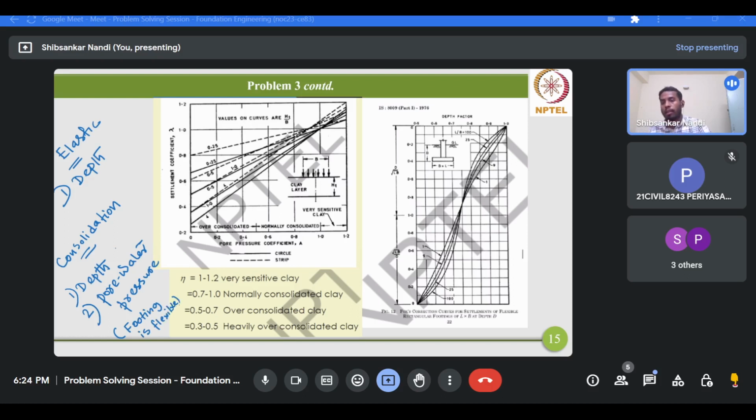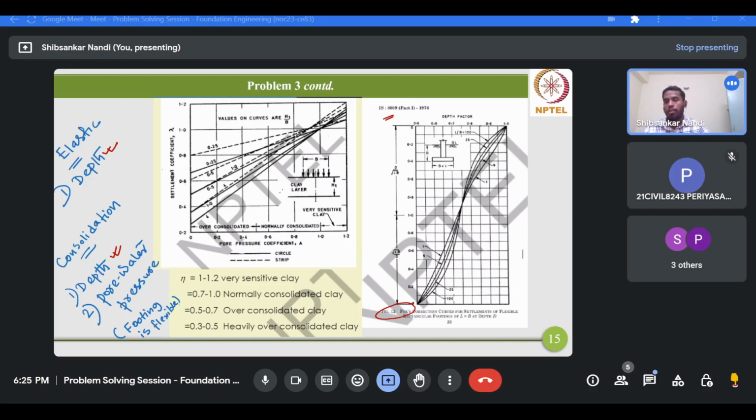Now for calculating this depth correction, for both the elastic as well as consolidation, we have to refer to this chart. This is known as the Fox chart. We'll see it in detail in one of today's problems in the subsequent discussion, and this is given in the IS code 8009 part 1, 1976.